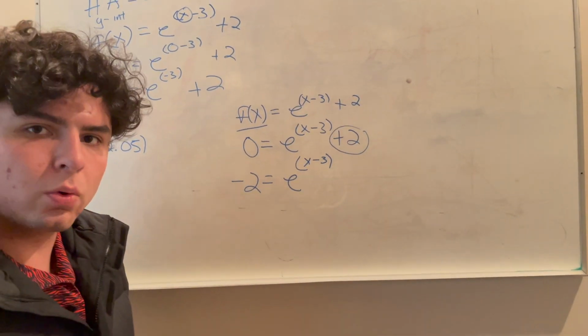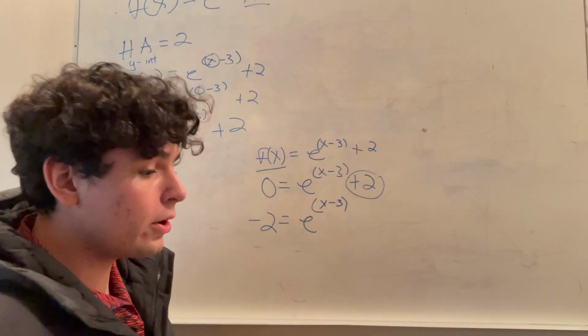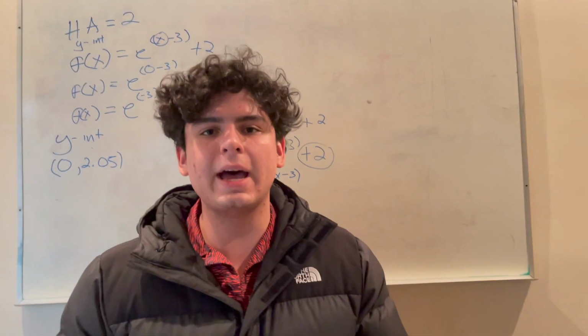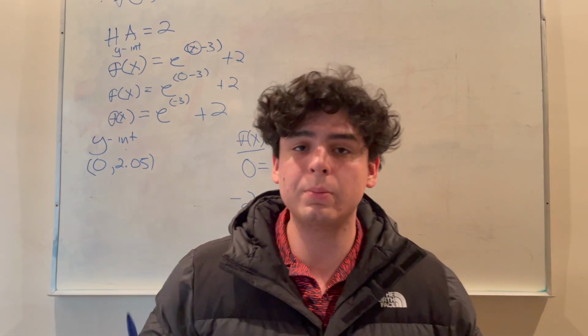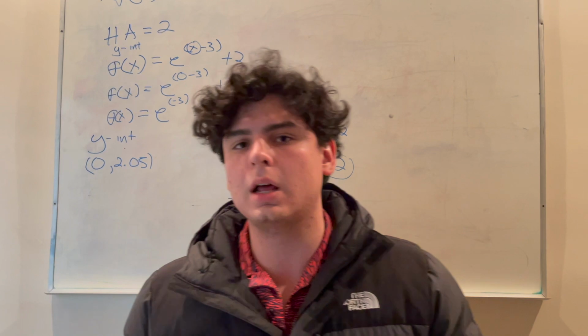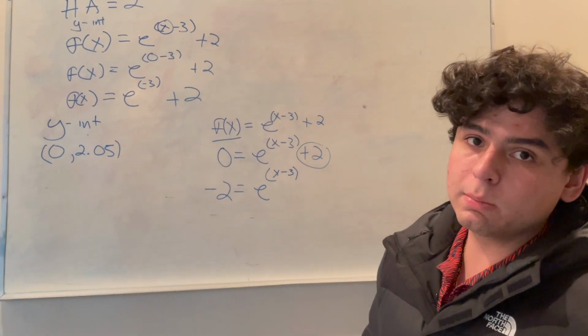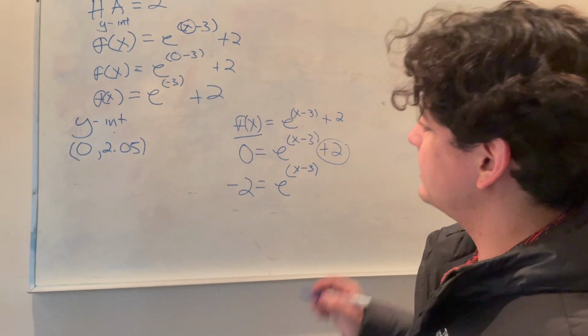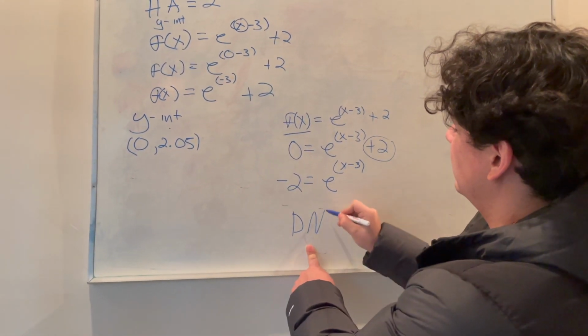Okay, so now what do we do here? There is no such thing as a negative logarithm. No number that is negative could get a logarithm. So by this means our x-intercept does not exist.